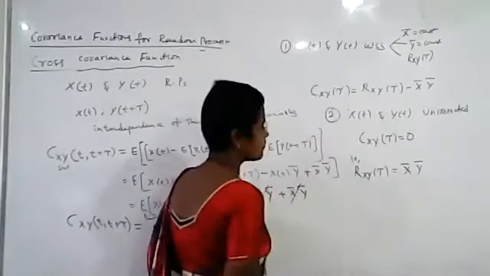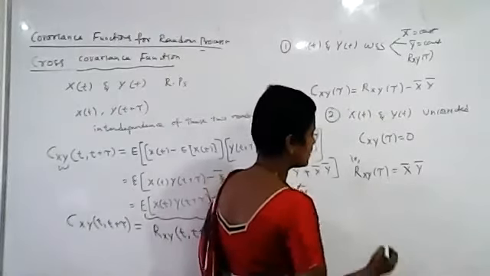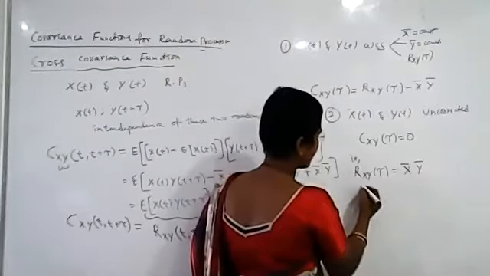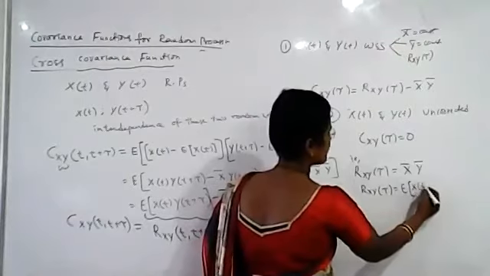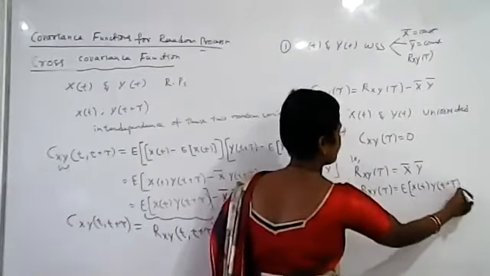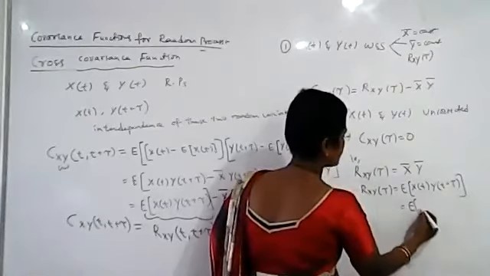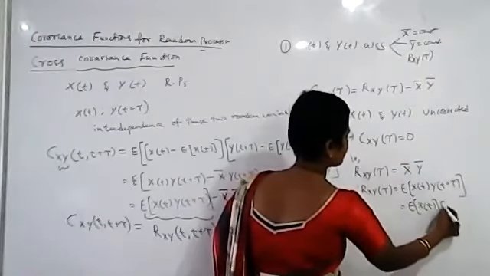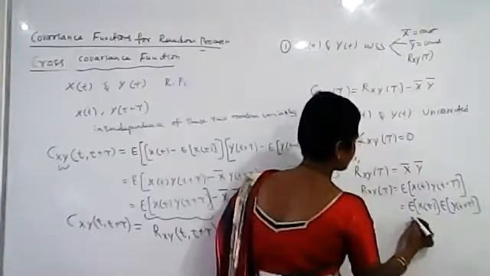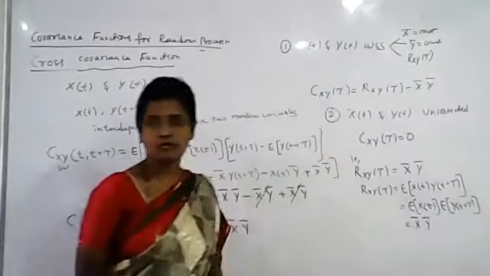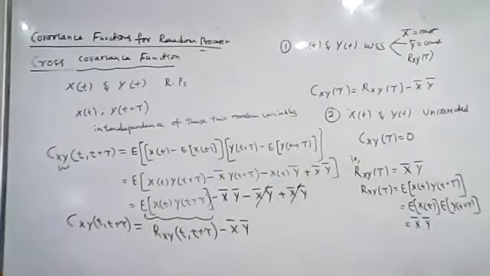This is the formula for independent random variables. If two random variables are independent, what is the formula you get? It is the expected value of x of t, y of t plus tau, which can be written as the expected value of x of t into the expected value of y of t plus tau. That is nothing but x bar y bar. So if two random variables are uncorrelated, then those random variables are also independent; it means independent random variables are uncorrelated.